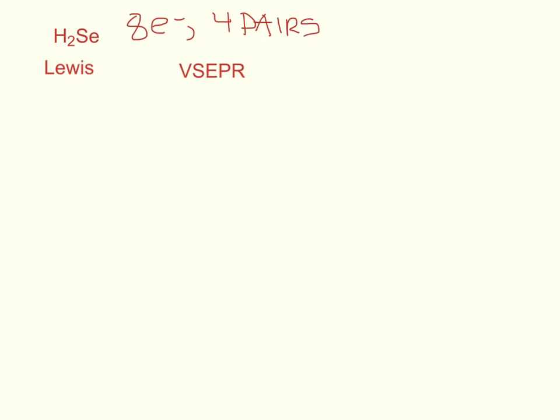We're going to go ahead and draw the Lewis structure with Se on the central atom. Get your lone pairs. So the VSEPR structure is pretty much going to be the same, just a little more in detail.